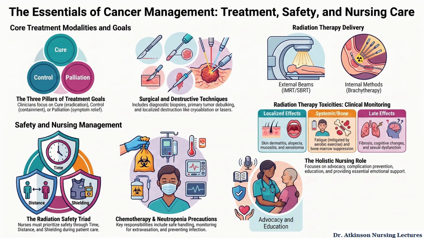Cancer treatment goals include cure, control, and palliation. Surgery may be diagnostic, curative, prophylactic, palliative, or reconstructive, while localized therapies such as cryoablation, RFA, laser therapy, and PDT provide targeted tissue destruction. Radiation therapy uses fractionation and requires strict safety precautions, with site-specific toxicities and long-term effects requiring monitoring. Chemotherapy may be primary, neoadjuvant, or adjuvant, and vesicant extravasation and neutropenia are major nursing concerns. Across all modalities, nurses provide education, advocacy, monitoring, coordination, and emotional support.